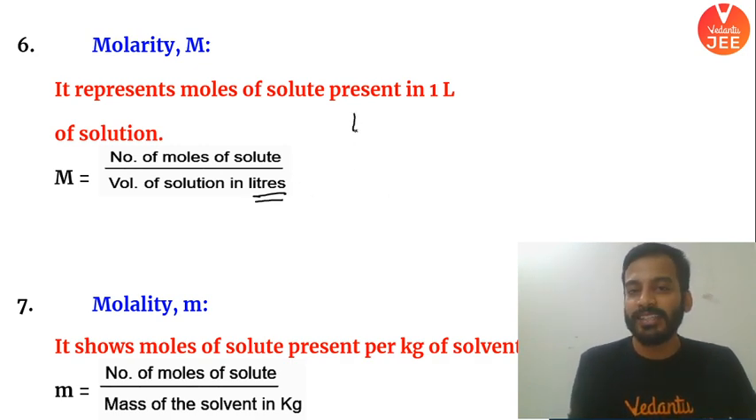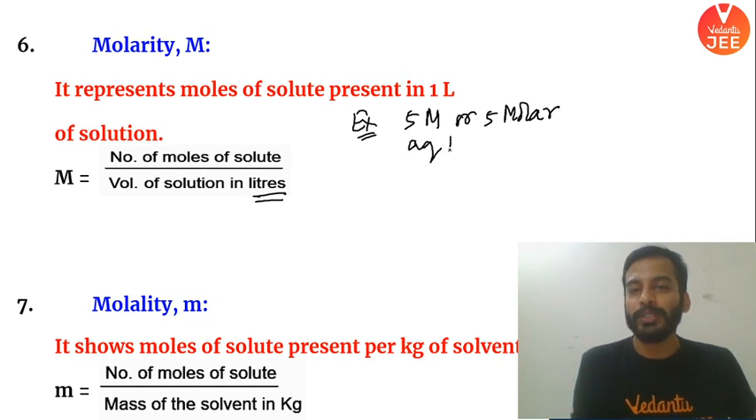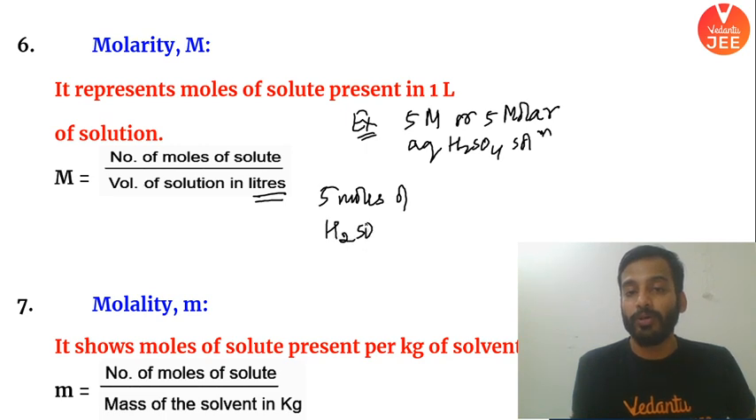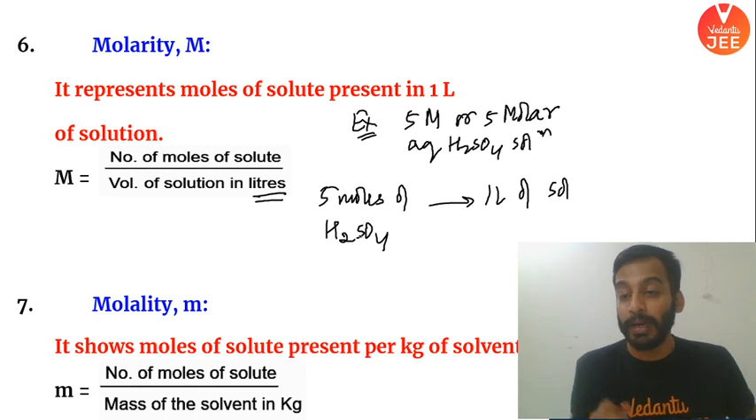Beta, if I say for example 5 molar aqueous H2SO4 solution, इसका मतलब क्या है? It means 5 moles of H2SO4 is dissolved in 1 liter of solution. बेटा इसको पढ़ना सीख लो.